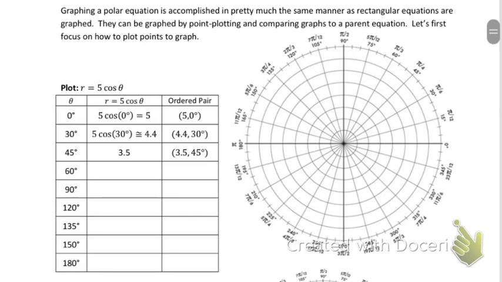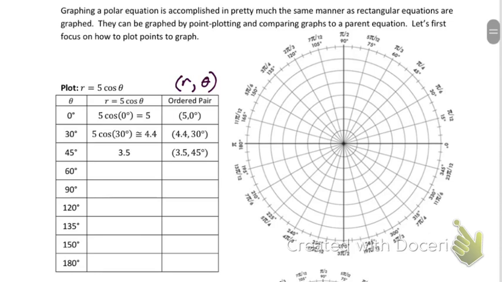So the first angle I'm going to look for is 0 degrees. That means I need to plug 0 in for my theta. If we plug into our calculator 5 times cosine of 0 degrees, that's just going to equal 5. So our ordered pair, when we're doing polar coordinates, is always r, comma, theta. Our length and our degree.